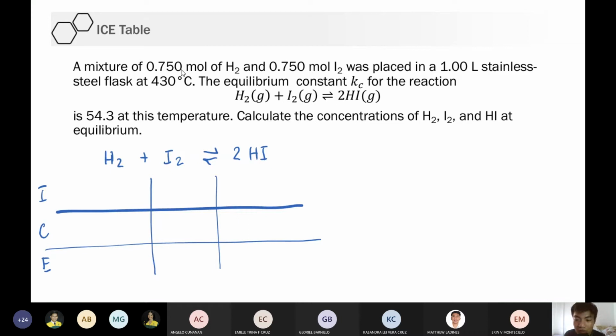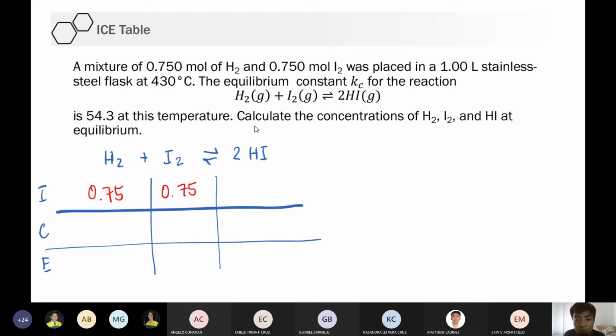Ano gagawin natin? Yung mole, hindi yan yung ilalagay dito. Kasi case ito, molarity dapat. So, paano mo kukunin yung molarity? You divide the moles by the volume of your solution. Or in our case, volume ng container kasi gases to. So, you divide mole by the volume. So, that will be 0.75 mole divided by 1 liter equal yan sa 0.75 molar. So, lagay natin dito, 0.75 molar. Ganun din si I2. 0.75 mole divided by 1 liter, edi 0.75 molar din.